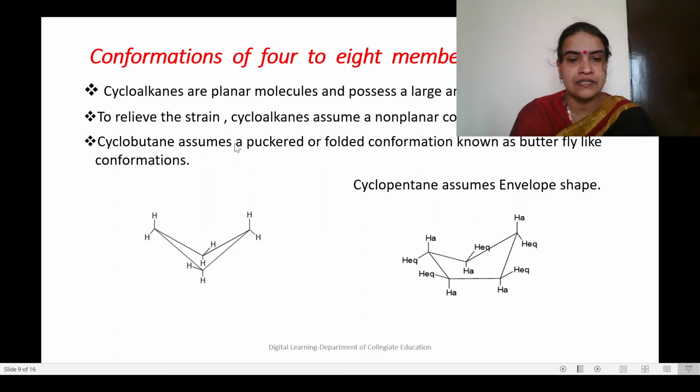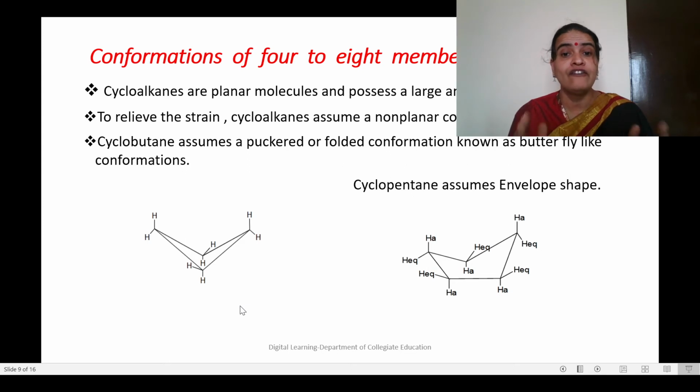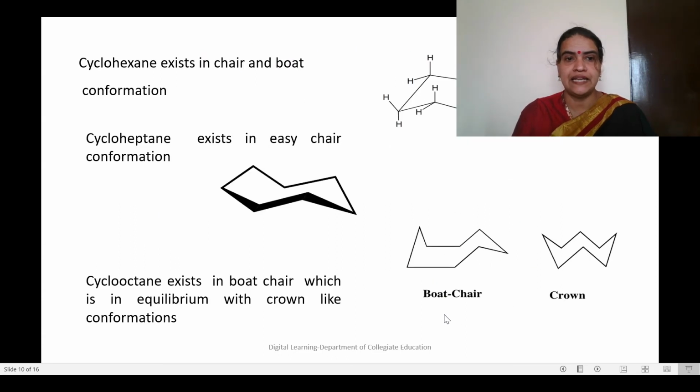For example, this cycloalkane is which one? Which contains how many carbon atoms? 1 here, 2 here, 3 here, 4 here. It stands for cyclobutane. This shape looks like a butterfly. So we can say cyclobutane assumes a puckered or folded conformation known as the butterfly structure. Cyclopentane assumes an envelope shape, just like an envelope cover. So 1, 2, 3, 4, 5. 5 carbon atoms are there in cyclopentane.